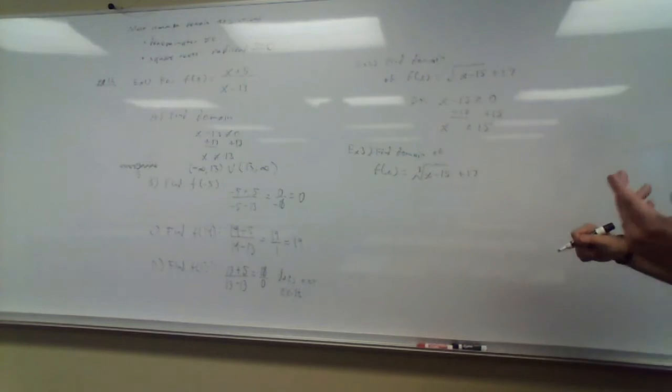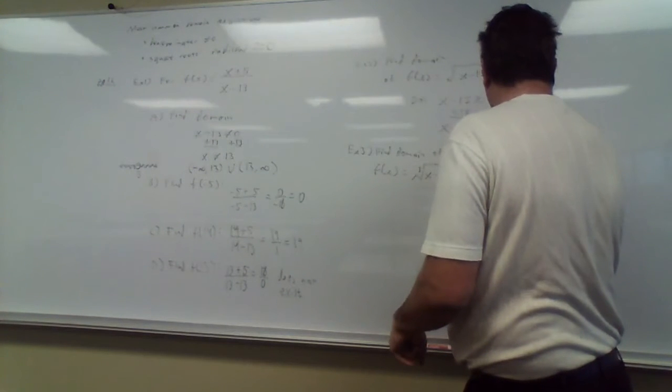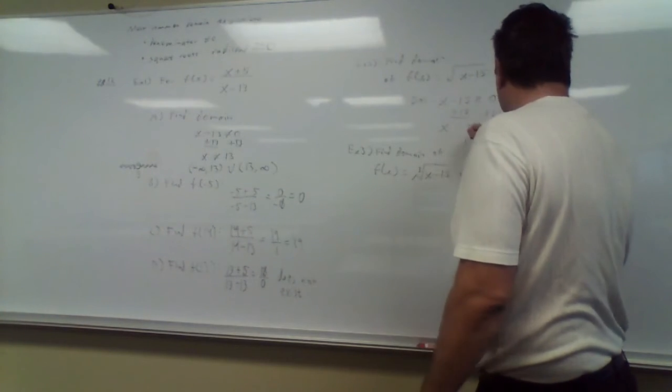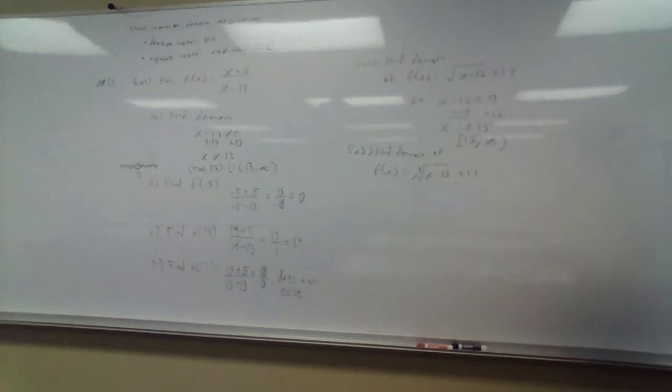Or in interval notation, 15 is a low value. There's no limit to how high x can go. Square bracket for the or equal to, parenthesis for the infinity. Okay, if you're required to do interval notation.